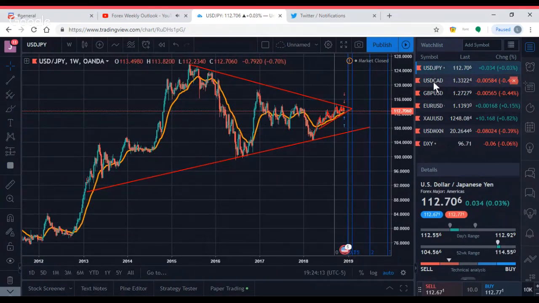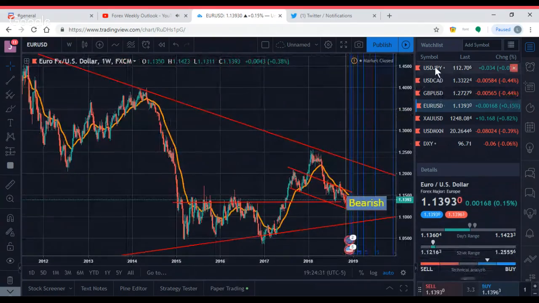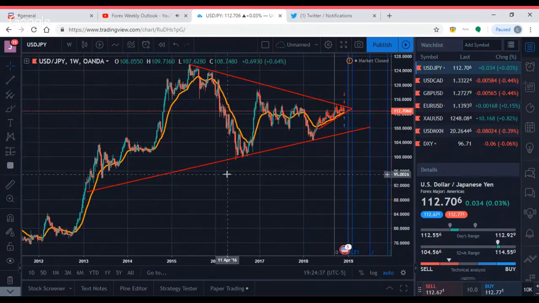Same as USD CAD because we all know the US market is pretty much the strongest economy on the Forex market. China would be up with the US dollar, but China actually doesn't trade on the Forex market. Don't ask me why. I don't know. But the USD JPY, net bullish.